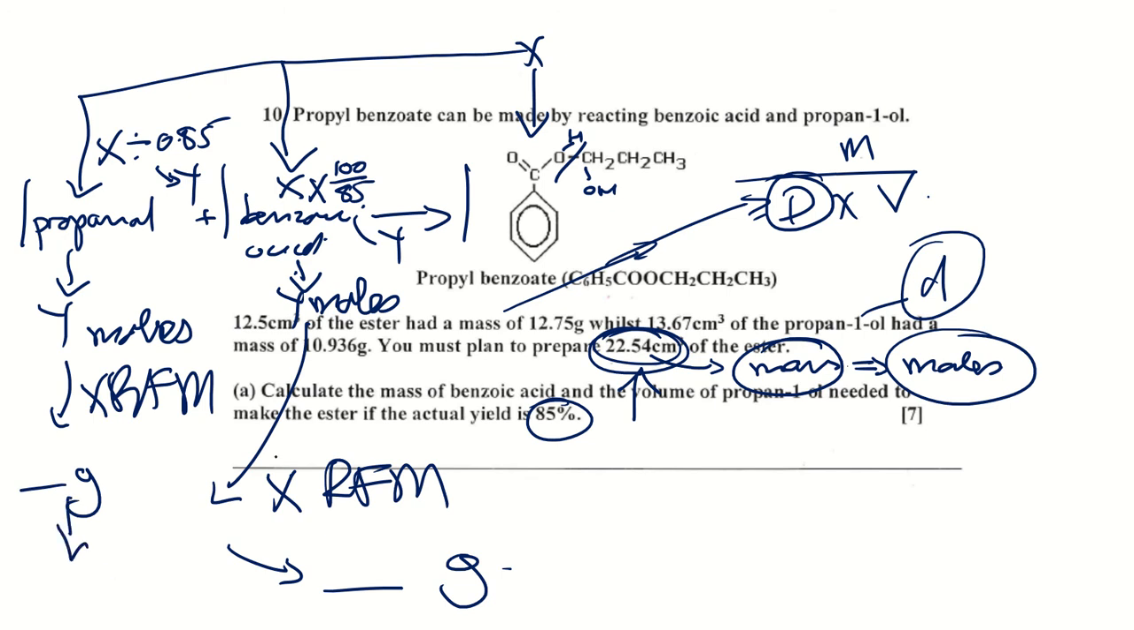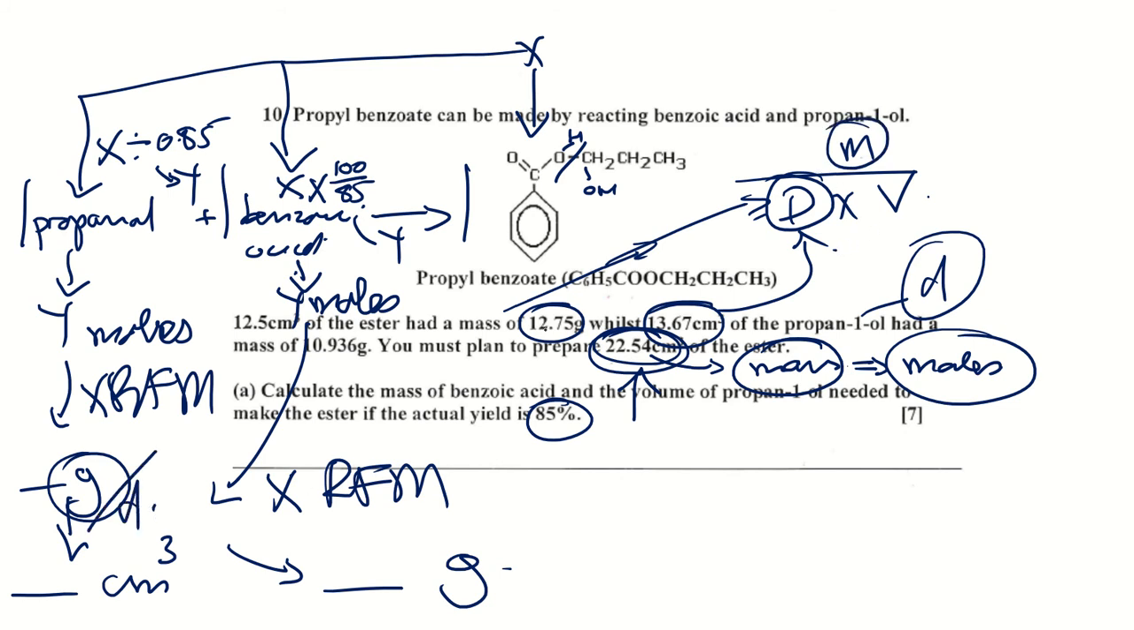Now we're looking for volume of this, but if you look up here for the propan-1-ol, it gives me mass equal to a certain amount of volume, which allows me again to work out density of the propan-1-ol. And then it asks me down here to get volume of the propan-1-ol. Well, I've got mass of the propan-1-ol now. So mass divided by density, which I can work out from the information in the question, gives me the volume of the propan-1-ol, and that would have been your final answer.